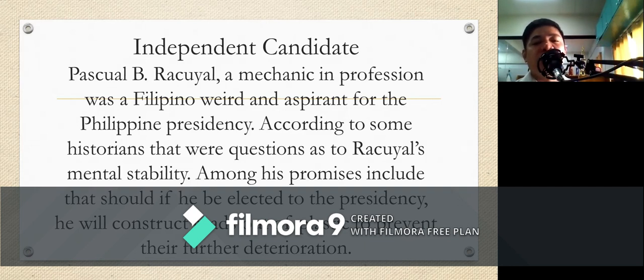According to some historians, there were questions as to Racuyal's mental stability. Among his promises was that if he were elected to the presidency, he would construct roads out of plastic to prevent their further deterioration. He filed his candidacy in the 1935 election. In the 1953 election, he invited Manila Mayor Arsenio Lacson as his running mate, and he kept running until the 1986 Marcos-Aquino snap election, but he was disqualified in 1986 and declared a nuisance candidate.